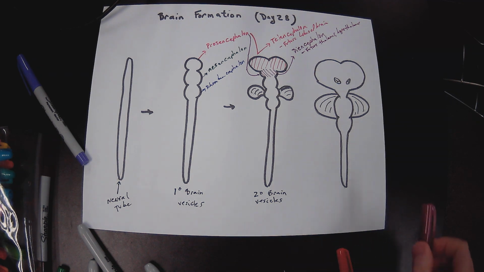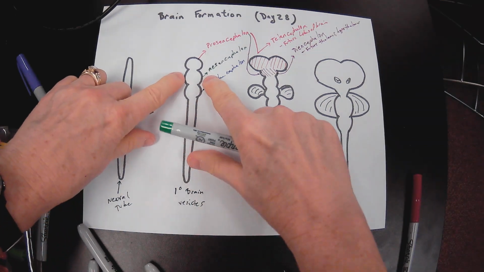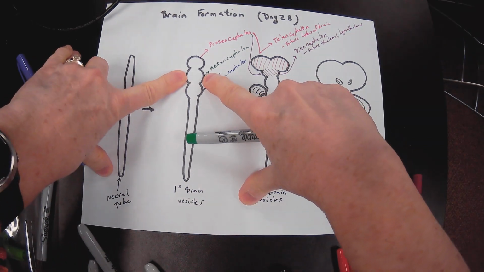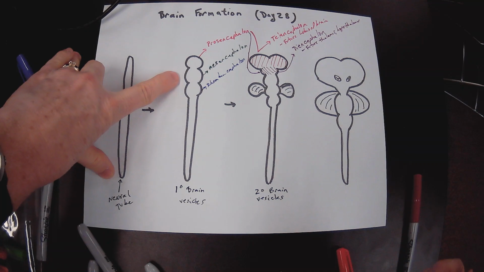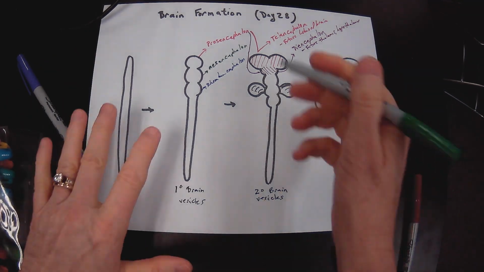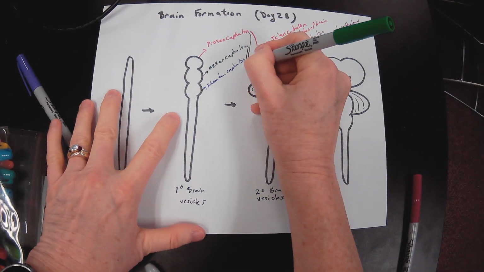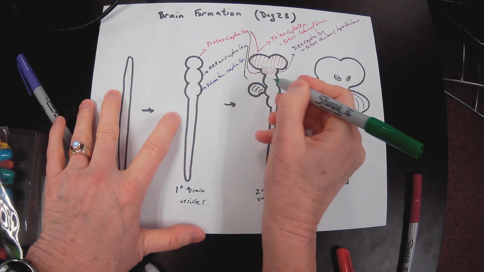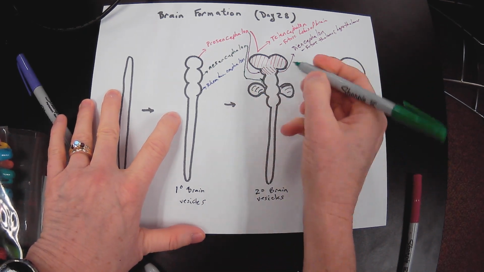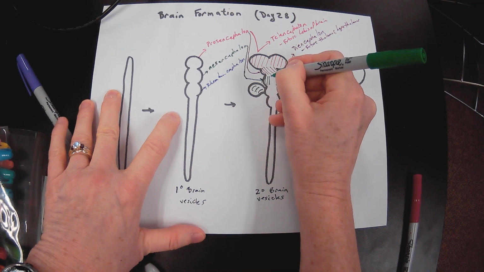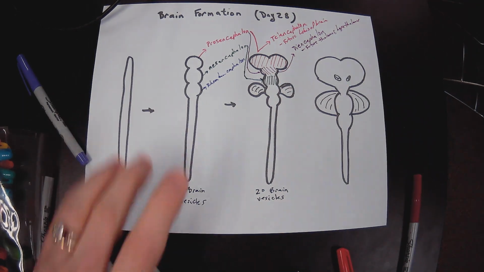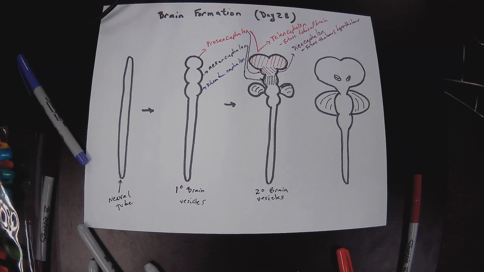The mesencephalon, this middle swelling here that was the primary brain vesicle, doesn't really change at all. It just kind of hangs out there, so we'll label it, and it's still called the mesencephalon here. So that's going to be this region. No big changes between your primary brain vesicle mesencephalon and your secondary brain vesicle mesencephalon. It just kind of goes along for the ride.